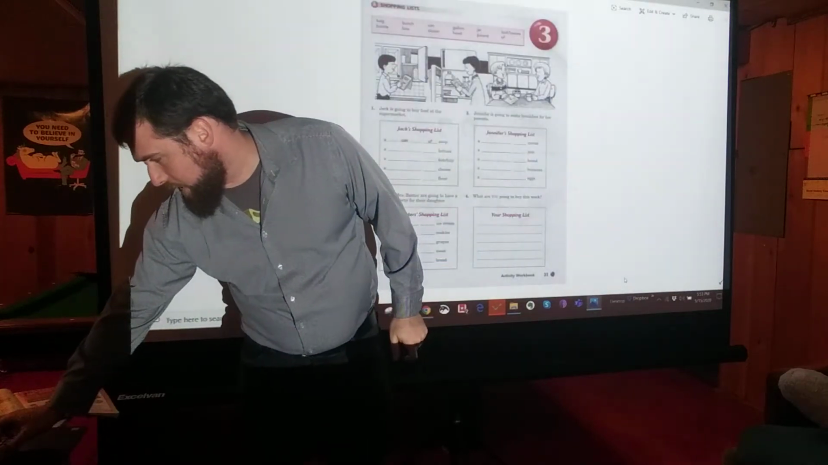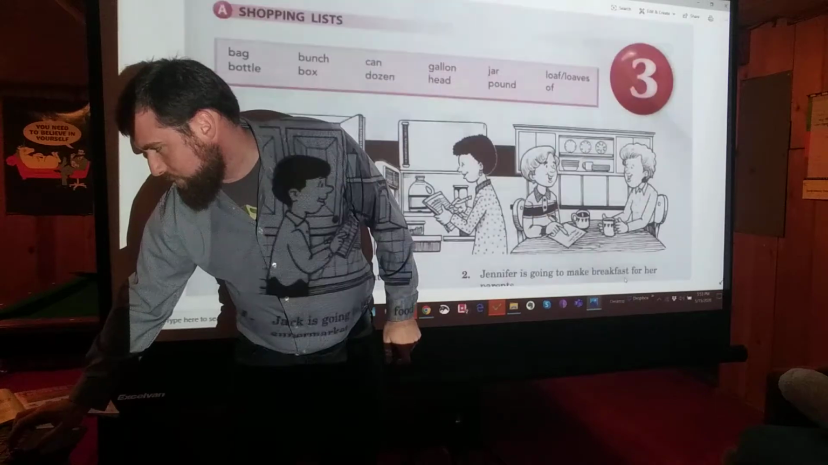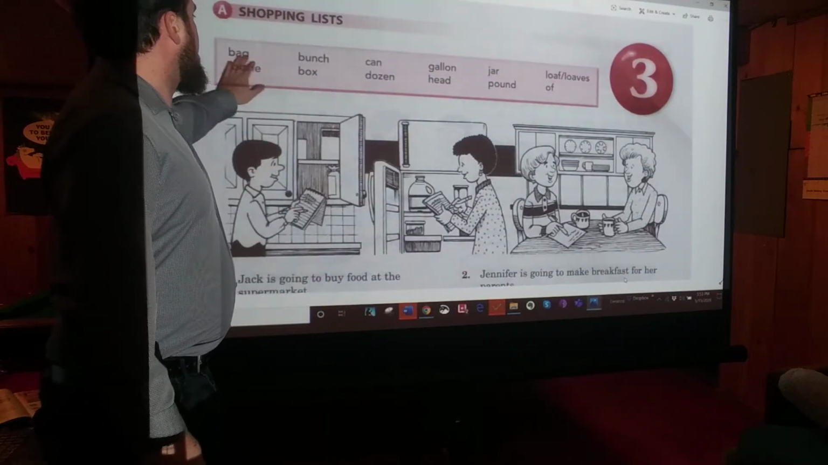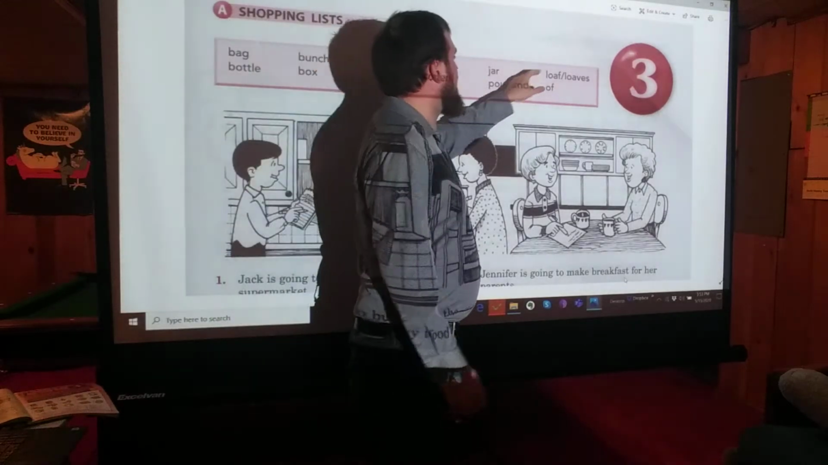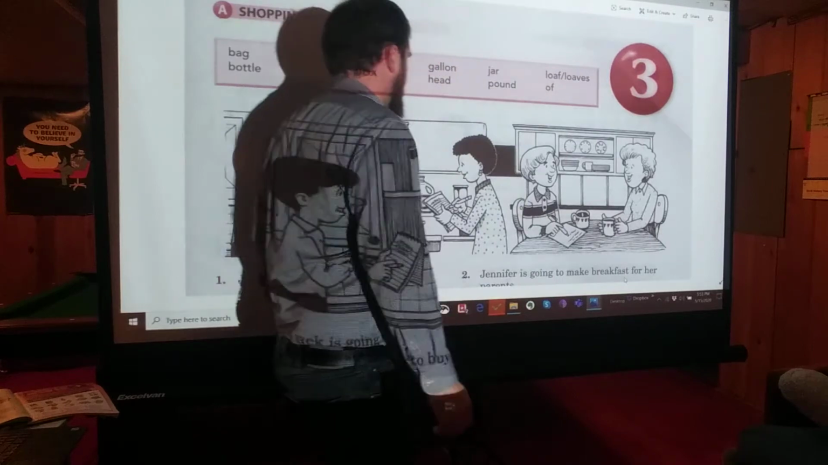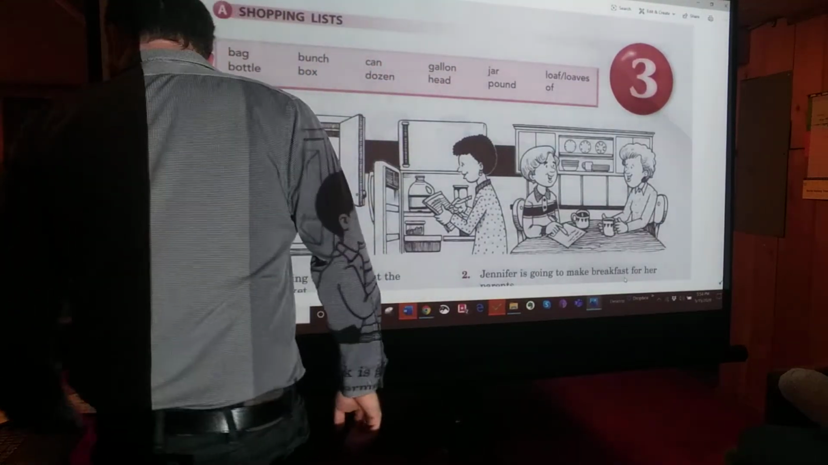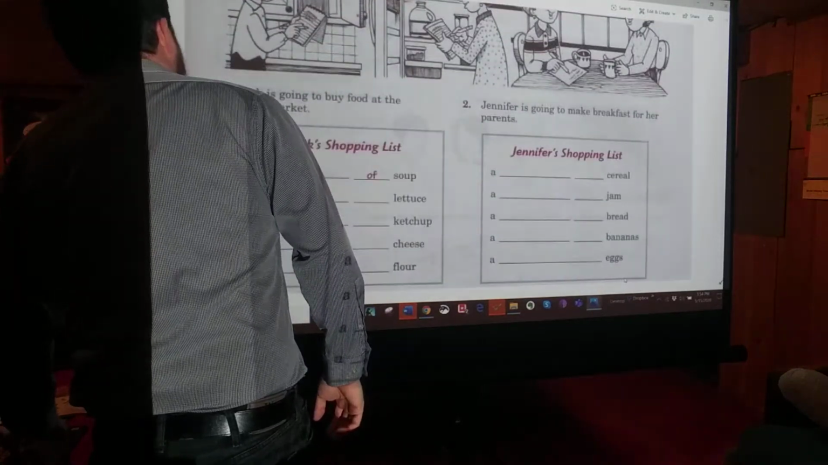So, if you take out this sheet, what we're going to do is we're going to practice these words that they just gave up here: bag, bottle, bunch, box, can, dozen, gallon, head, jar, pound, loaf, loaves, and of. And we're going to put them together with the words that they go with. Okay. So, let's start the first one.